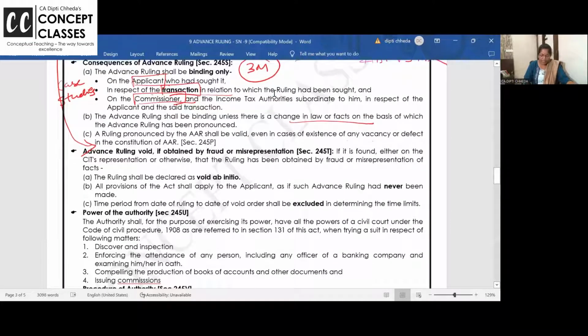Now, advance ruling, again a simple theory question or case law. It is so simple. Void if obtained by fraud. See, while filing for advance ruling, you have to give all your data, no? We are entering this transaction with so and so country. It turns out that country is not involved. The transaction is with a third country. You are manipulating and putting some data. So if you have obtained an advance ruling in your favor by giving wrong data, by misrepresenting, by misguiding the department, then that ruling becomes void ab initio. And again, all the other rules will apply right from the beginning.